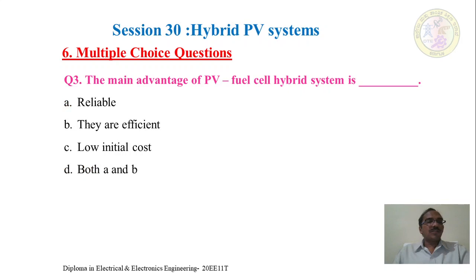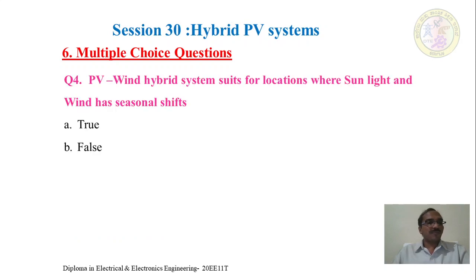The main advantage of PV fuel cell hybrid system is what? What do the fuel cell and PV cell have? They ask about efficient, reliable, and low initial cost, and the option is A and B. Yes, they are more reliable and also they are efficient. Both A and B are the correct answer. Low initial cost is not correct because PV systems cost more and the fuel cells also cost more.